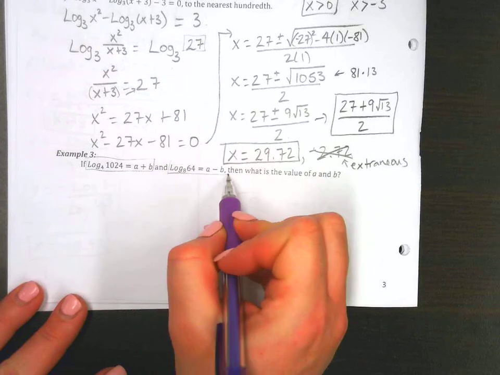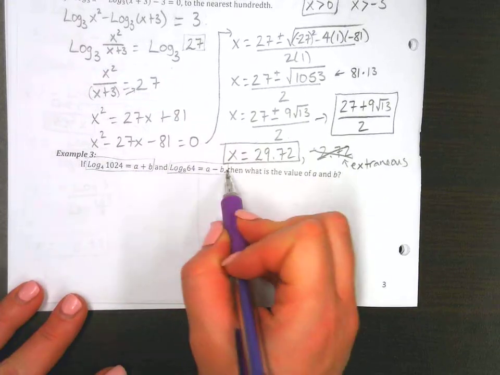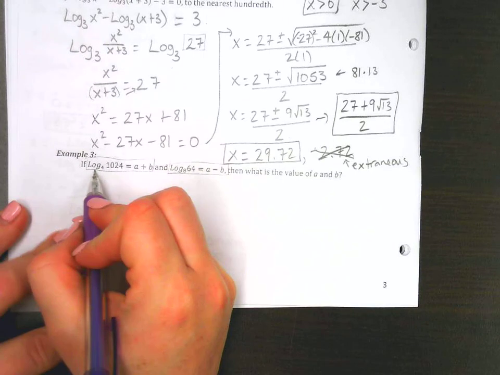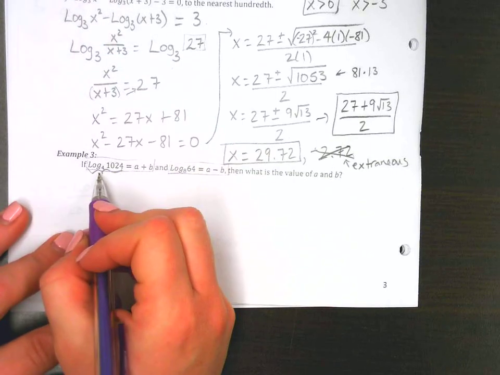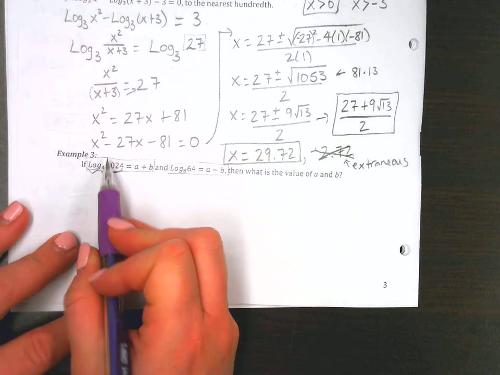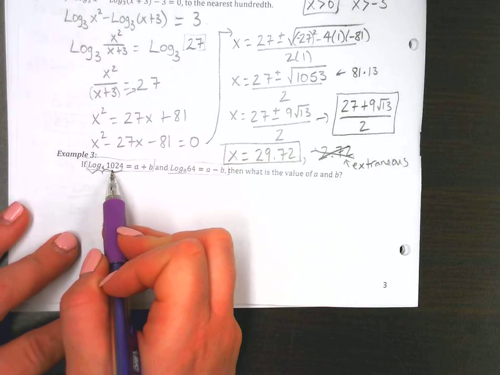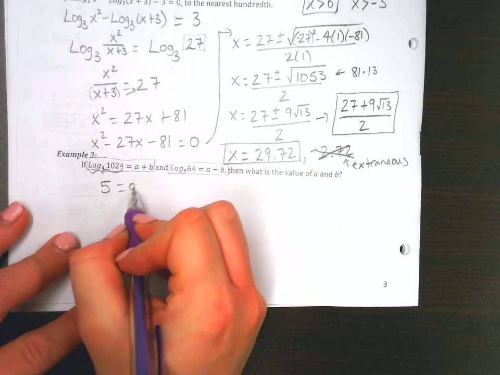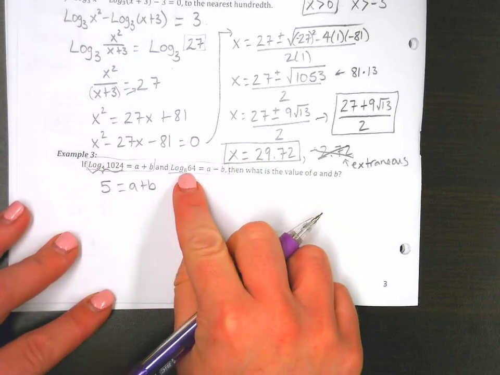So before I start, I can actually evaluate this logarithm. Log 4 of 1024, so 4 to what power equates to 1024? That should equate to 5. So 5 equals a plus b. I'm going to evaluate this logarithm as well. Log 8 of 64 would equate to 2. So I'm going to write this underneath as a system. So 2 equals a minus b.